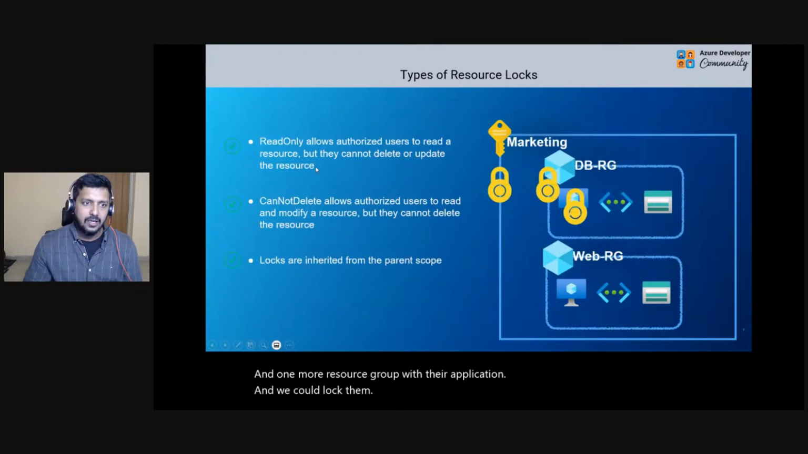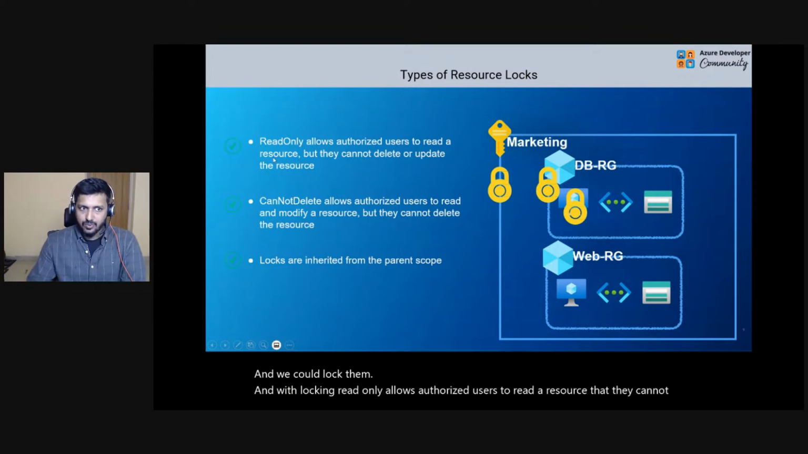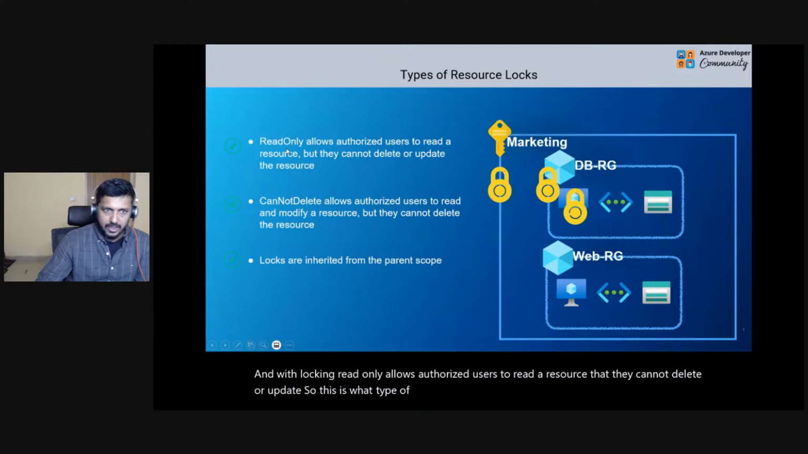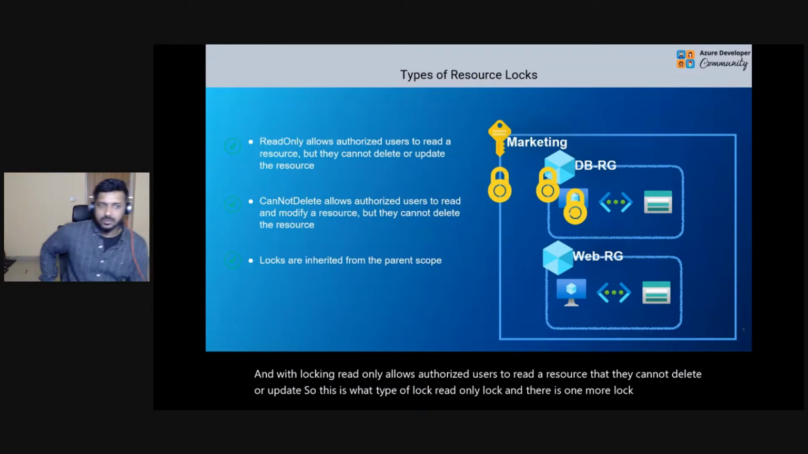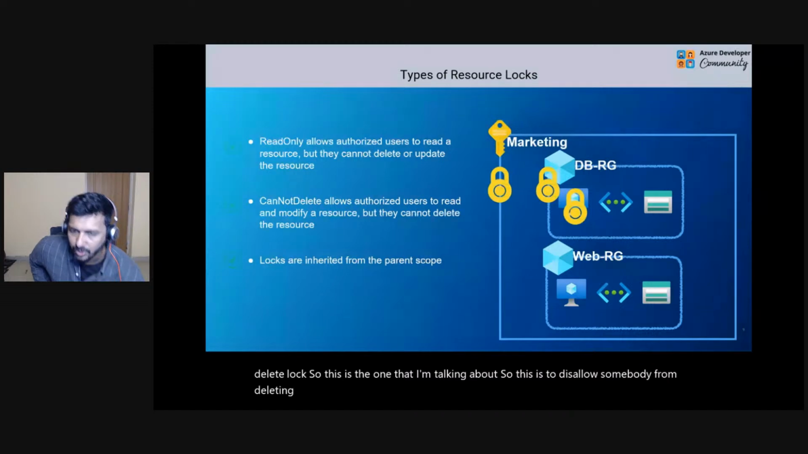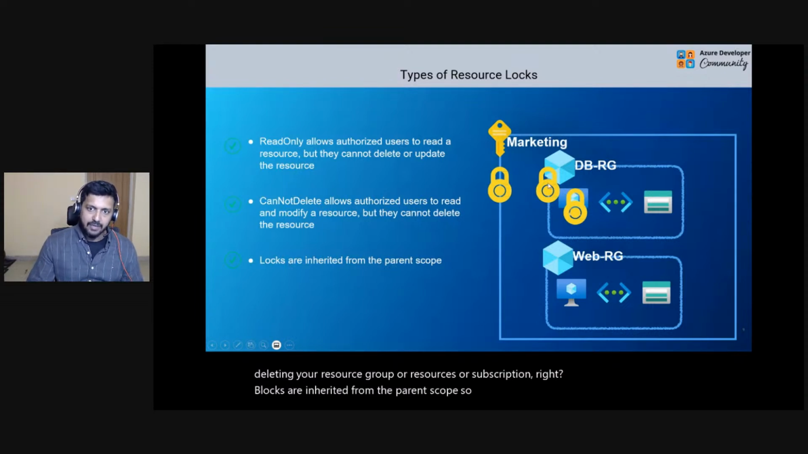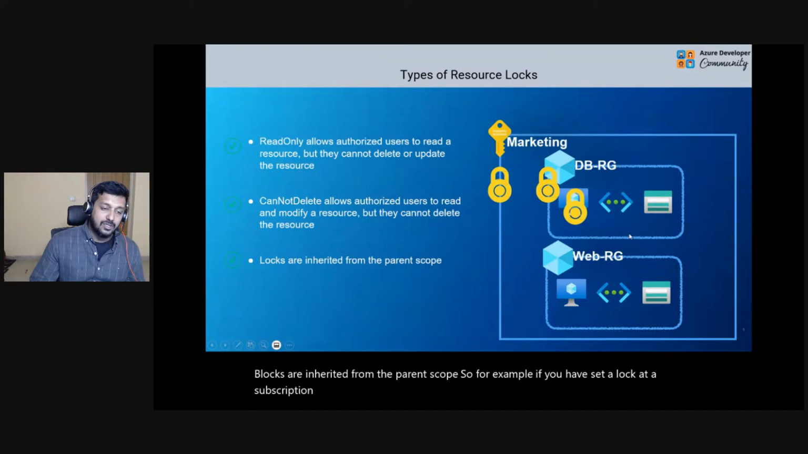And with locking, read only allows authorized users to read a resource, but they cannot delete or update. So this is one type of lock, the read only lock. And there is one more lock called the cannot delete lock. So this is the one that I was talking about. This is to disallow somebody from deleting your resource group or resources or subscription, right? Locks are inherited from the parent scope. So for example, if you have set a lock at a subscription level, the resources under it would also inherit the locks by default.